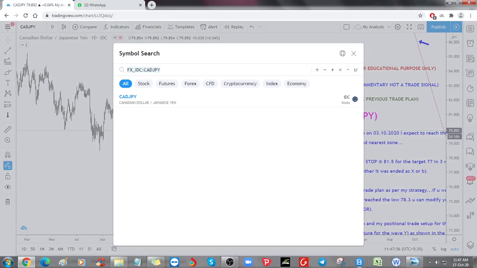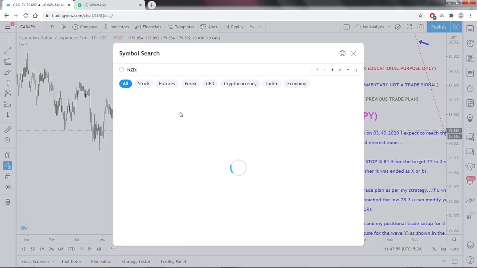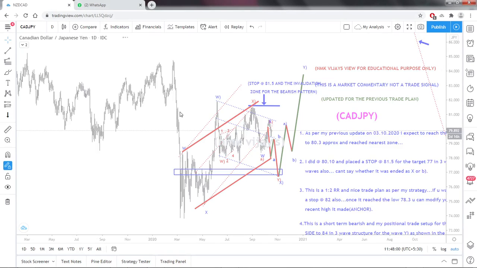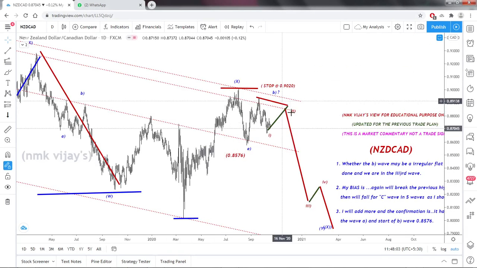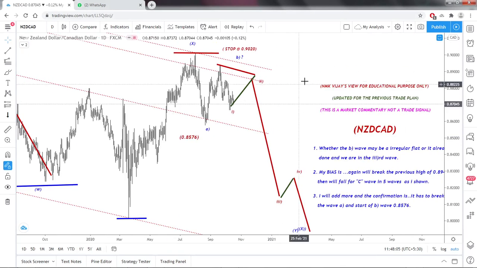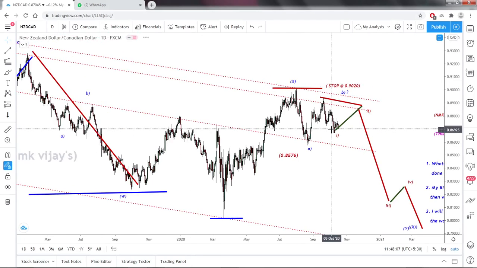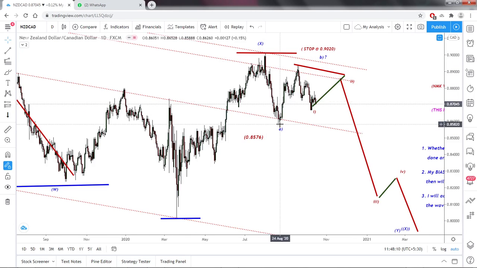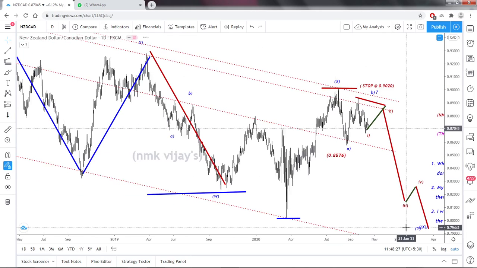So next we will move on to New Zealand CAD. New Zealand CAD also, I am looking here as a triangle in that B wave. So here A is completed, we are in the B wave. The B wave has to finish, we need to allow, but the stop loss for this is 9020. Whenever it comes to this zone in the higher, I have to add my position in sell for the target of 800 pips.